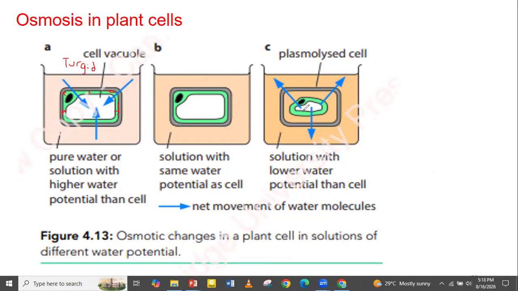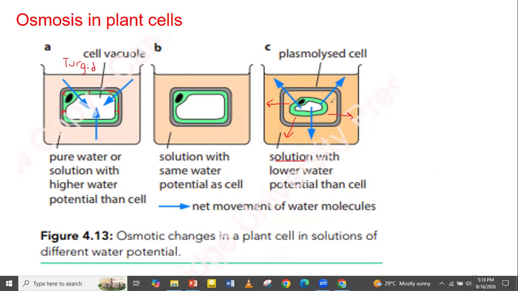However, when this same cell is placed in a solution with a lower water potential, maybe a sucrose solution or a salt solution, the salt solution is going to have a lower water potential than the plant cell. So that is how water is going to be lost. We are going to have net movement of water from the plant cell into the concentrated solution. You can see how the vacuole has changed in size. The vacuole is now smaller. This is the cell surface membrane, but it has pulled away from the cell wall. This side it was touching the cell wall, but here it has pulled away from the cell wall.